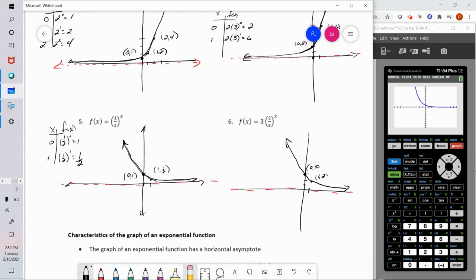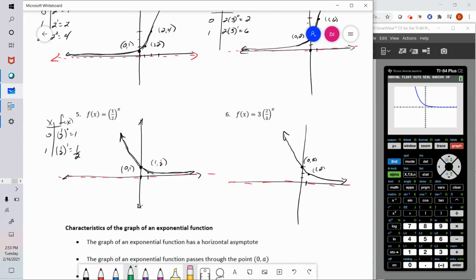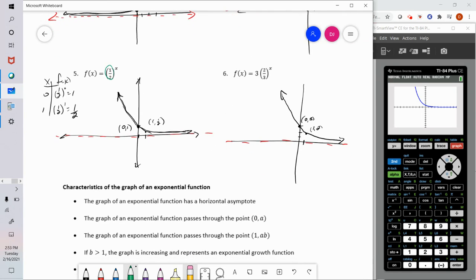Notice that in numbers 3 and 4, the functions are getting larger as x gets larger. We're going up. These are exponential growth. Notice that the b value is greater than 1. Therefore, we have exponential growth. In number 5 and number 6, our b values, 1/2 and 2/3, are less than 1. So what we have there is exponential decay. The functions are getting smaller.